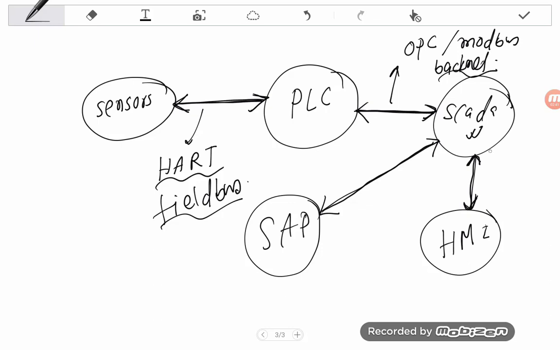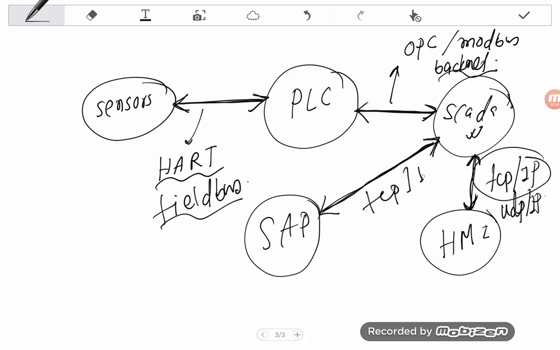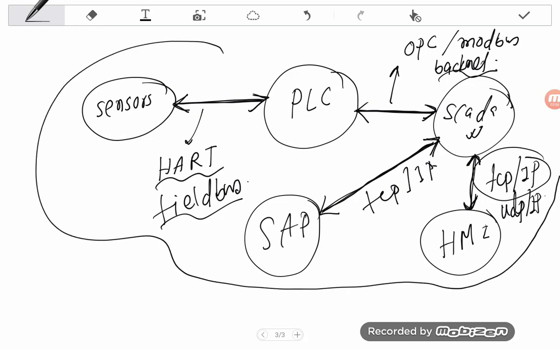And the communication between the SCADA and HMI is mainly TCP/IP or UDP/IP. In most cases, we use TCP/IP. The communication between SAP and SCADA is also TCP/IP. So this is all about industrial communication.